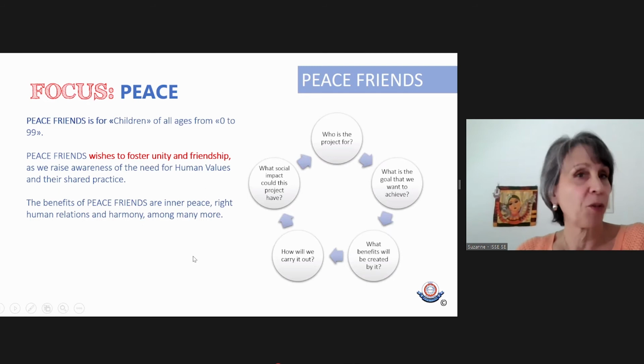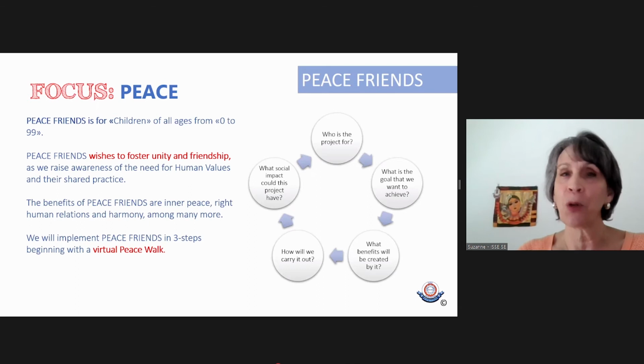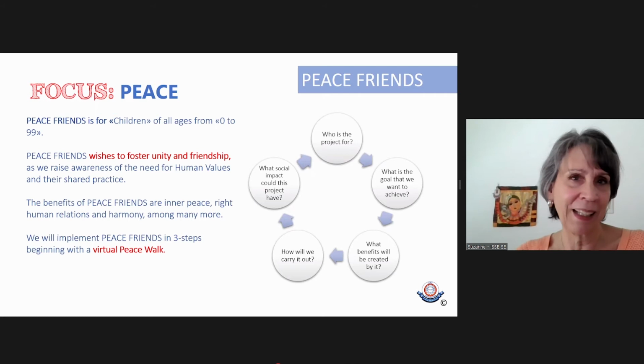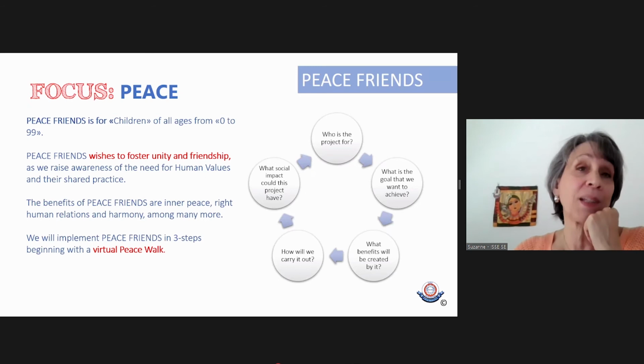And how will we carry it out? Now, we will implement Peace Friends, we could say, in three steps, and then we will see as it evolves naturally. But the very first step, as I said at the beginning, is a virtual peace walk. And we will come to this shortly. So what social impact could a similar project have?